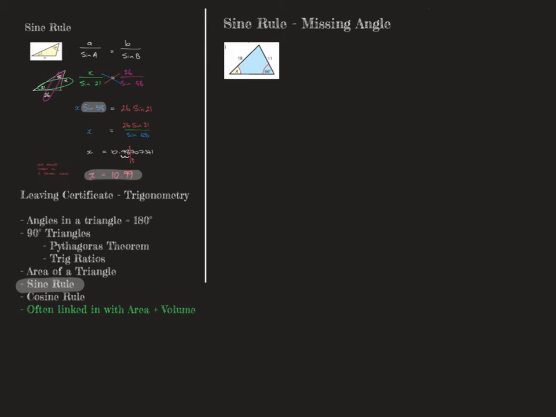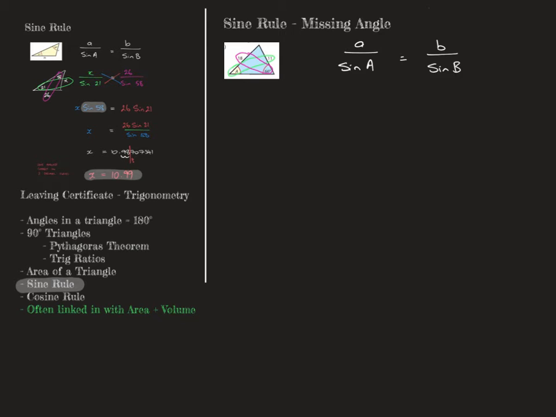Like we had in the last question, the sine ratio is a over sine A, equal to b over sine B. Let me zoom in on that a small bit. What you need to do is pair up your angles and your sides. You always keep the opposite angle with the opposite side. So in this case, 11 and A are going to go together, and similarly, 18 and 66 are going to go together.